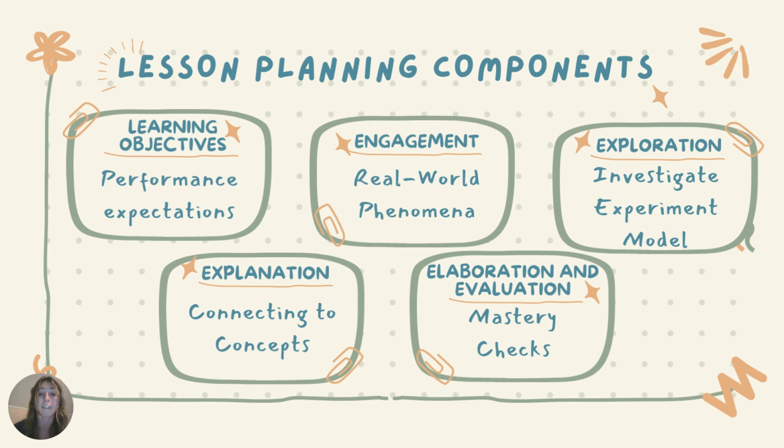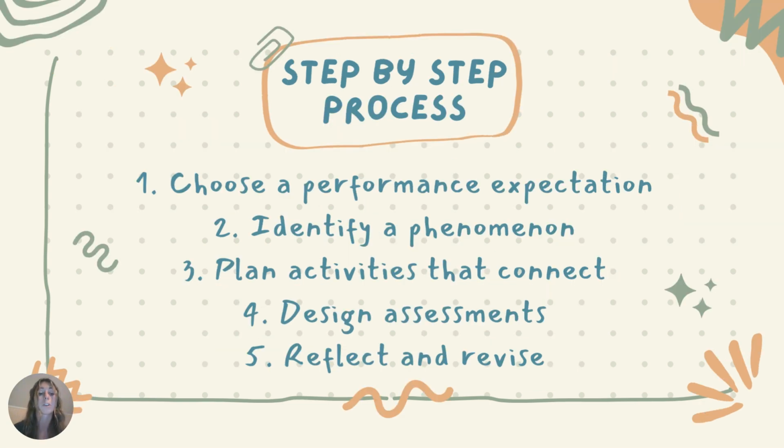This structure is often called the 5E model, and this aligns naturally with NGSS because it keeps students at the center of the learning process. So our step-by-step process is to first choose a performance expectation, or that standard. Then you're going to identify a phenomenon.